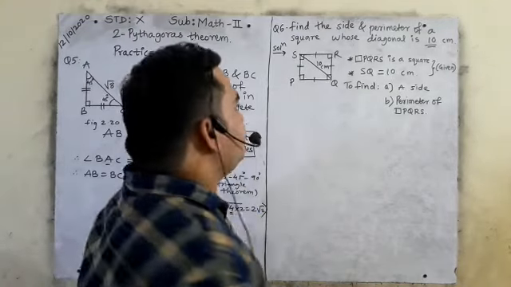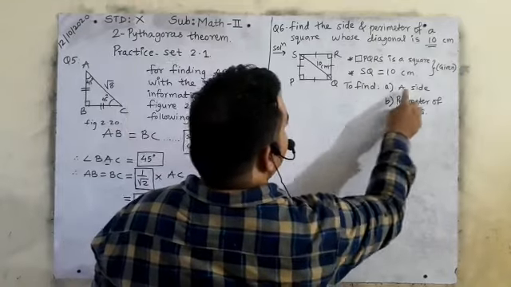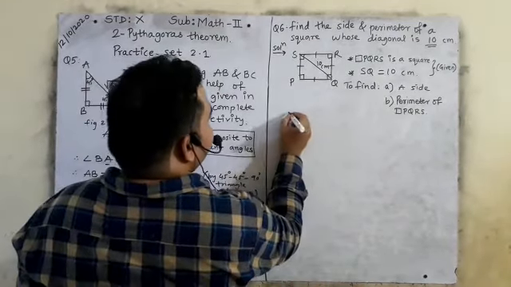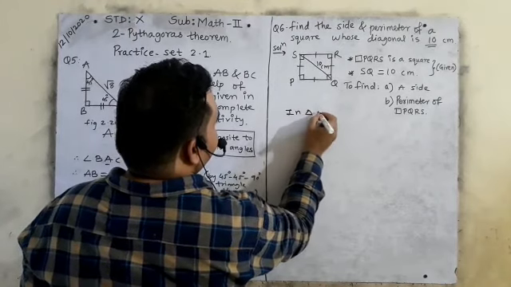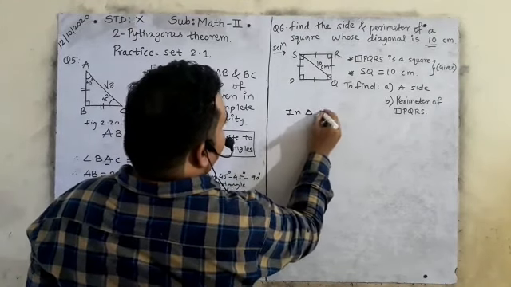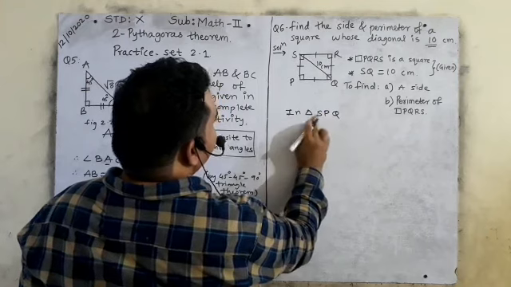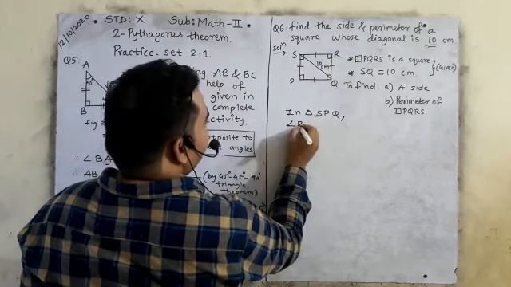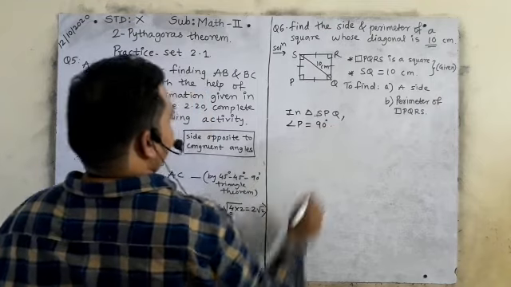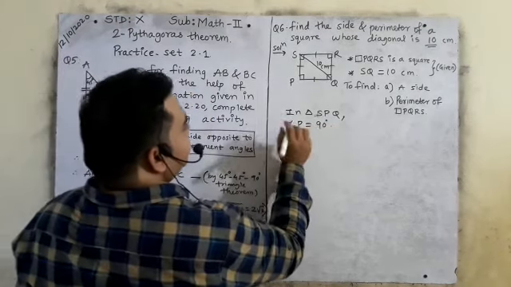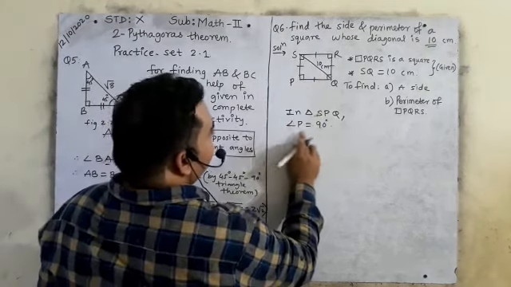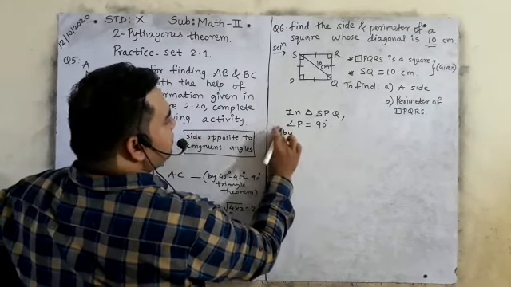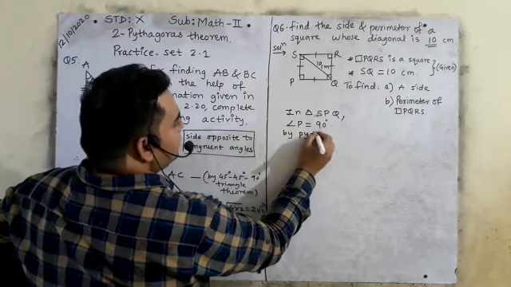Is it clear? Now see, what is to find? To find a side. First we will find out a side. Very easy. We will use a triangle. In triangle SPQ. Why have I chosen SPQ? Angle P is of 90 degrees. In triangle SPQ, angle P is 90 degrees.